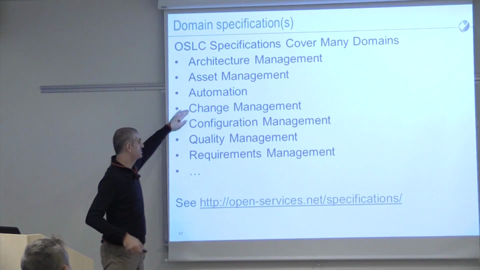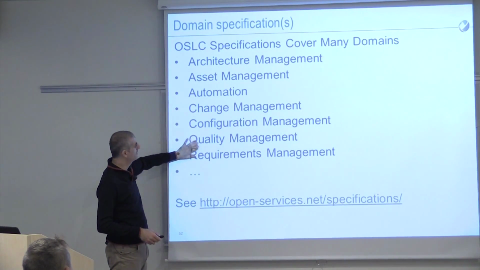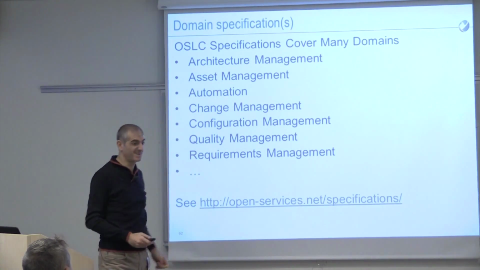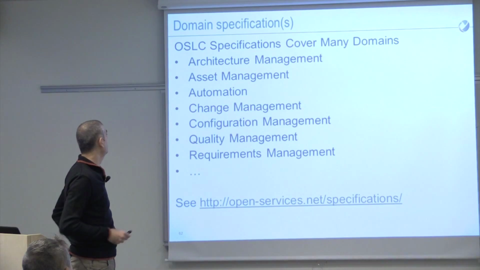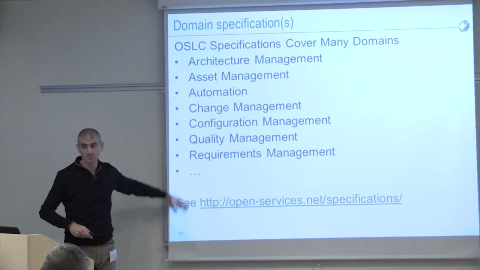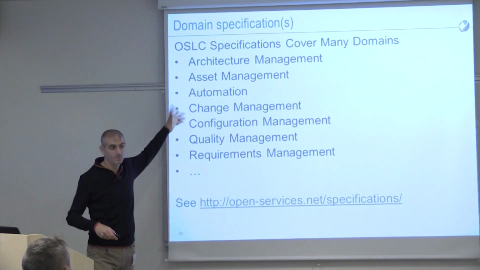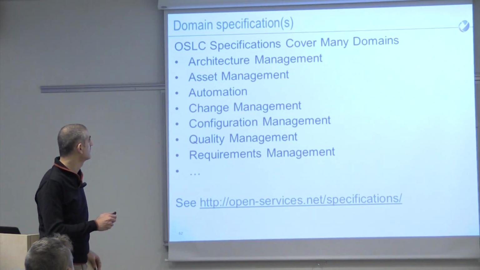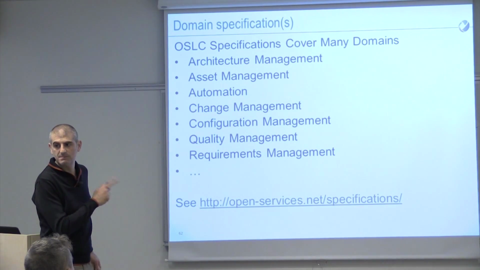They have things like change management, configuration management, quality, requirements management, asset management, which is more general, I guess, beyond just software, and automation, etc. There's really a long list. If you're interested, we can go through it, but that's just an example of the ones you might recognize. You want to see more, or is that good enough?